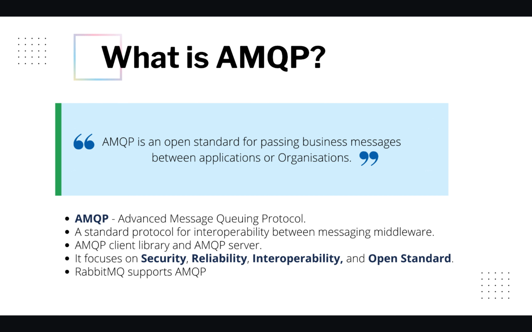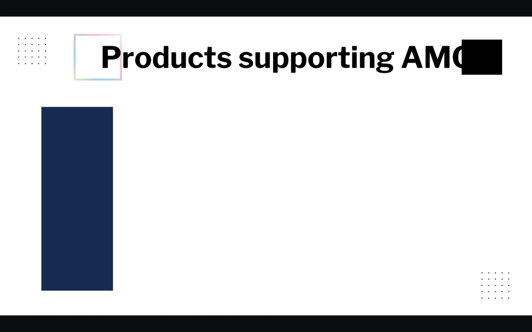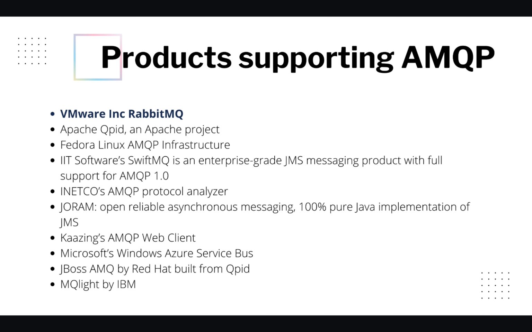AMQP also focuses on security, reliability, interoperability, and being an open standard. AMQP is a protocol which is supported by several message brokers. RabbitMQ is one of them, and we are going to learn RabbitMQ using the AMQP protocol. There are several products which support the AMQP protocol. Apart from RabbitMQ, there are also other tools like Microsoft Azure Service Bus. There is MQ Lite that also supports it, and there are several other tools that support it.